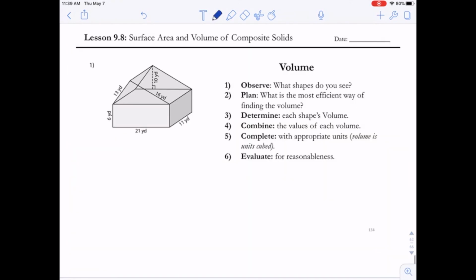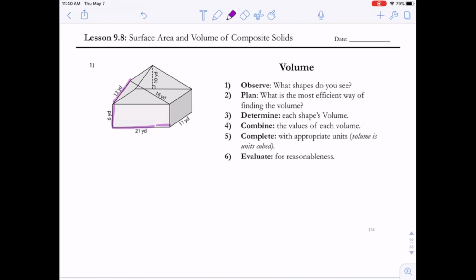For volume, we need to do something similar, but instead of worrying about each surface, we just have to add the two volumes together. We need to determine what shapes we see, the most efficient way of determining the volume, finding each shape's volume, and combining the values. Now in this case, because we have a rectangular prism with a triangular prism sitting on the top, and we're trying to fill up the whole thing, we might want to talk about using the perimeter and base shape, where the base shape is a combined area.